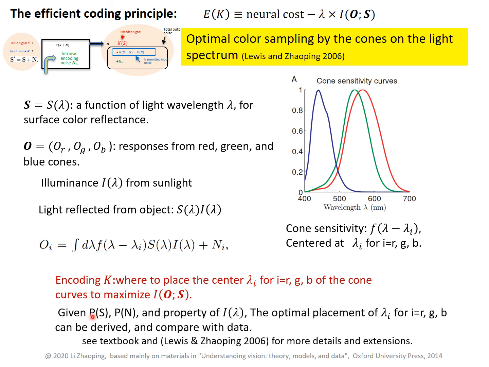Yeah, and so therefore, given in nature the probability distribution of all the object surfaces and how they reflect light, and given the property of the noise, and if you are given what the sunlight is made of, then you can calculate this mutual information as a function of the 3 lambdas, and then choose the 3 lambdas to maximize it. And it turns out that indeed this can be used to understand why our visual systems have this kind of cone design.